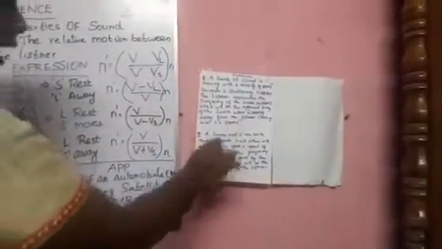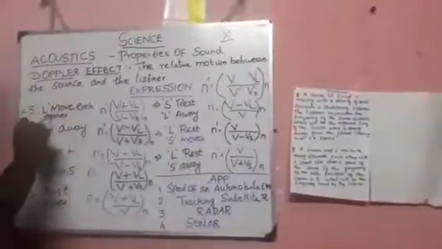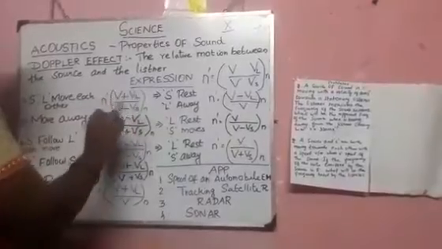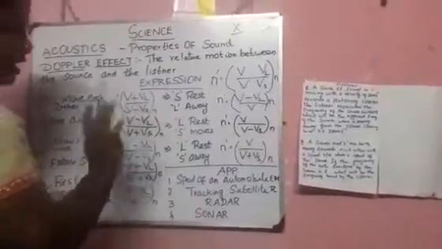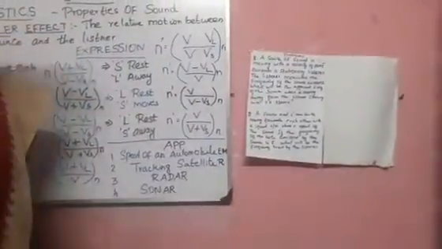And next one again. Source and listener are both moving towards each other. We will see this in the 4th chapter. So first one, the source and the listener move towards each other. So what is the formula? N dash equals V plus VL by V minus Vs, into N. So if you understand these 8 expressions of the Doppler effect, you can easily attend the problems also. Thank you.